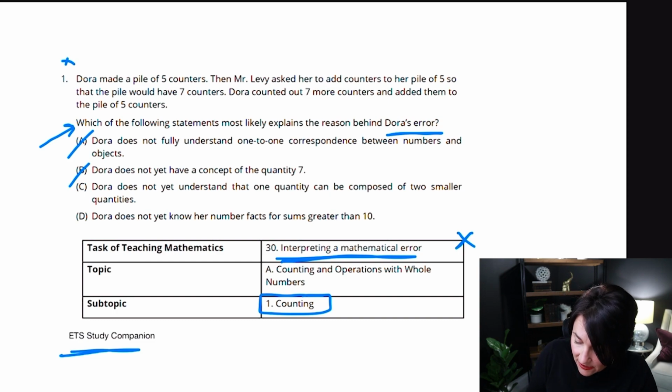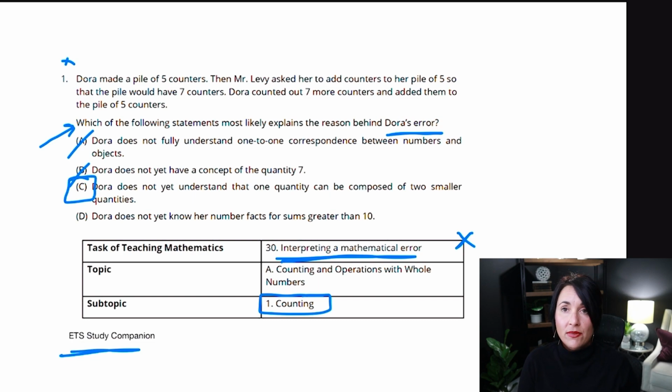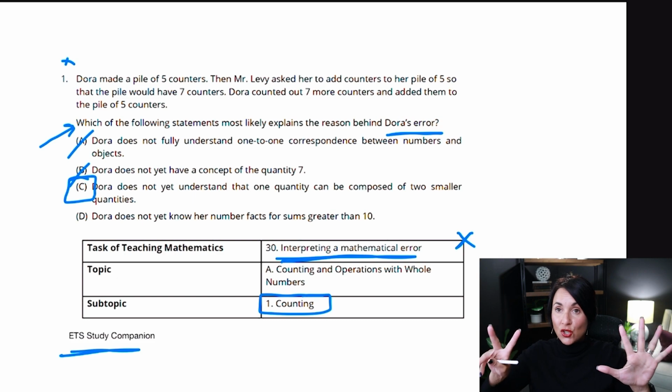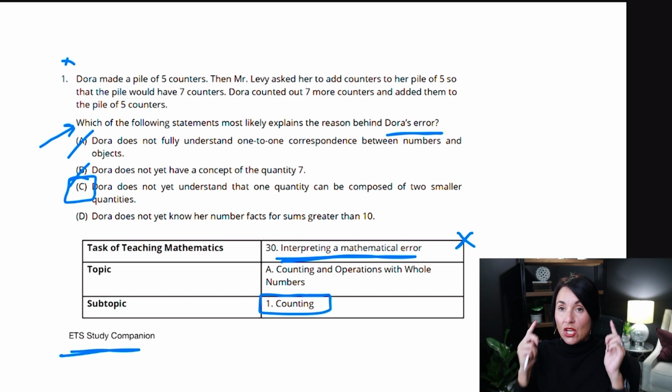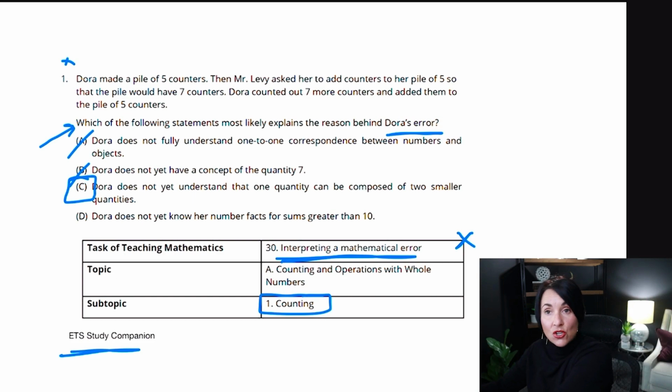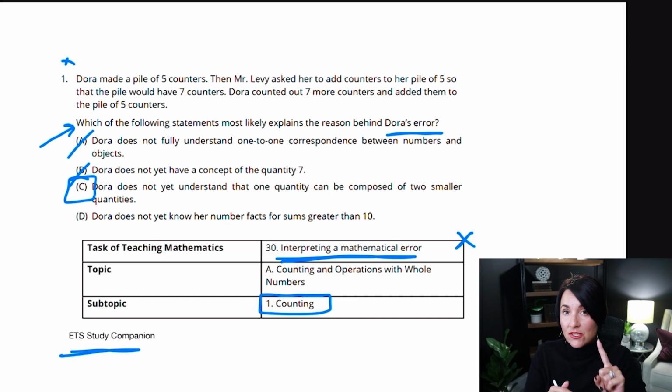All right, that's looking like it's pretty good. I'm going to just put a little square around that. I'm going to discredit D, but let's talk about this really quickly. Dora does not understand that 5 plus 2 can equal 7. She just heard 7 and thought she needed to grab 7 counters and put them over there. So C is looking good to me.